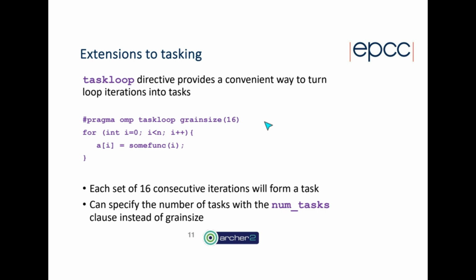Grainsize here is kind of the equivalent of chunk size for work sharing loops. So it'll take groups of 16 iterations and turn that into a task. Alternatively, instead of the grainsize, you can also specify the number of tasks that get generated from the loop. Basically it's just the other point of view. The number of iterations in the loop will be the number of tasks times the grainsize. So you can specify either one of those.